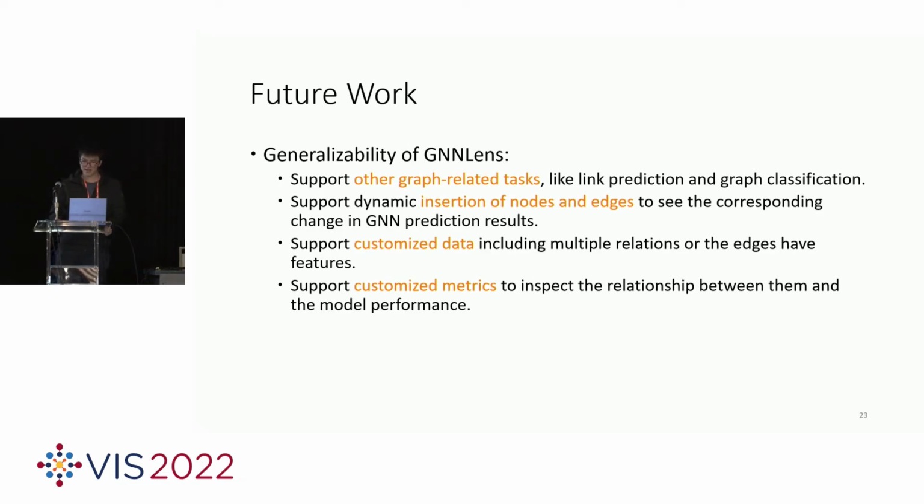There are many aspects to extending GNNLens. For example, it can be extended to other graph-related tasks like link prediction and graph classification. Dynamically inserting nodes and edges to see the corresponding change in GNN prediction results can be supported. Customized data, including multiple relations or edges, features or customized metrics to inspect the relationship between them and the model performance can be further supported in the future.